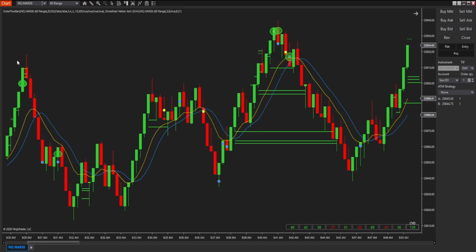So we kind of chopped around, and then around 9:33, we had a double stacked and balanced area, and you could have gotten in on the break there and maybe got out here for about 10 points. You're not going to get the whole move. Maybe you get half of it.